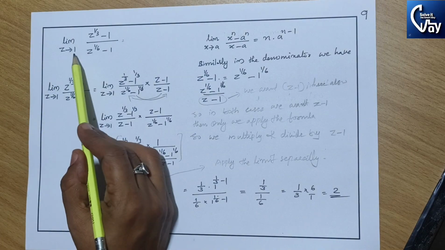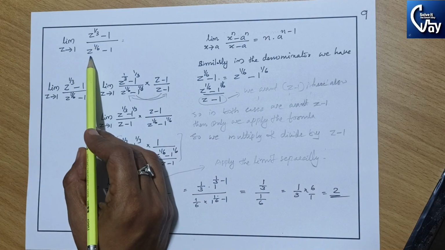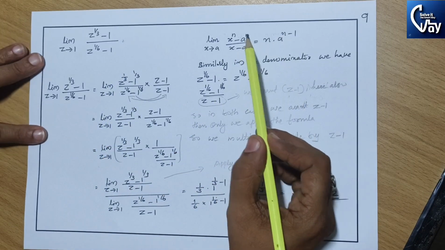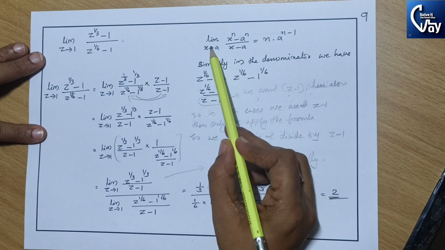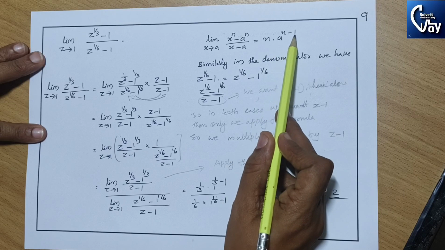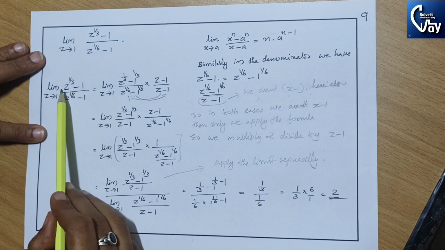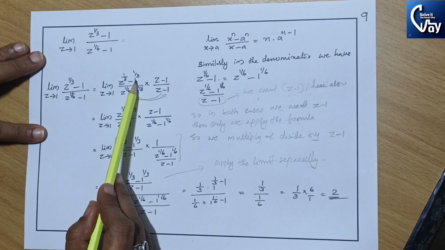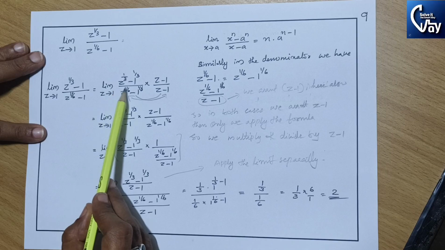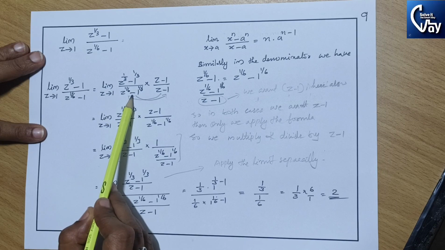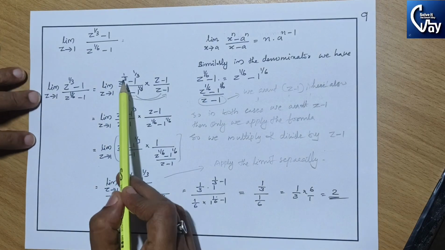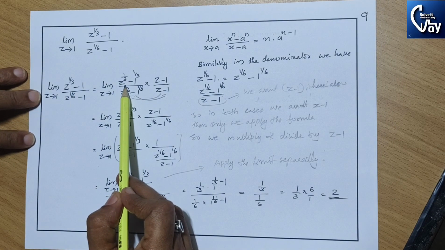Our question is limit z tends to 1, z raised to 1 by 3 minus 1 by z raised to 1 by 6 minus 1. Here our formula is limit x tends to a, x raised to n minus a raised to n by x minus a. Answer is n a raised to n minus 1. So, z raised to 1 by 3 minus 1 can be written as 1 raised to 1 by 3. No problem. 1 raised to any value is 1 itself. Though divided by z raised to 1 by 6 minus 1 raised to 1 by 6. So, we want z minus 1 in the denominator, then only apply this formula.